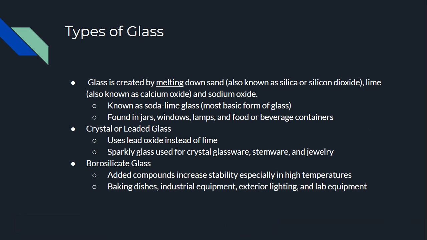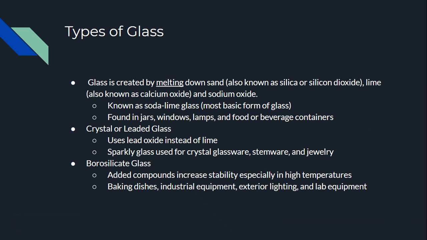Another type of glass you may see is crystal or leaded glass, and they make this by substituting lead oxide for the calcium oxide. And that's the kind of sparkly glass that you see with cut crystal glassware or stemware and crystal jewelry.